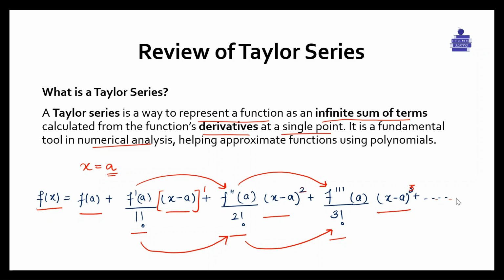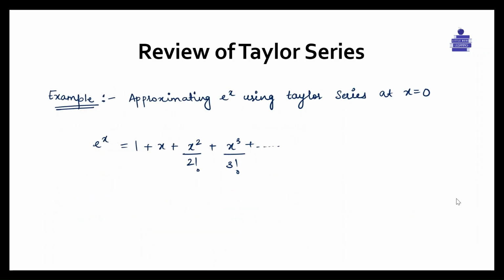So let's take a quick example where we are approximating e^x using the Taylor series at x equals 0, which is also called the Maclaurin series. So here for e^x, the Taylor series will expand something like this. As there are infinite terms, it continues further. For small x, the first few terms give us a good approximation.